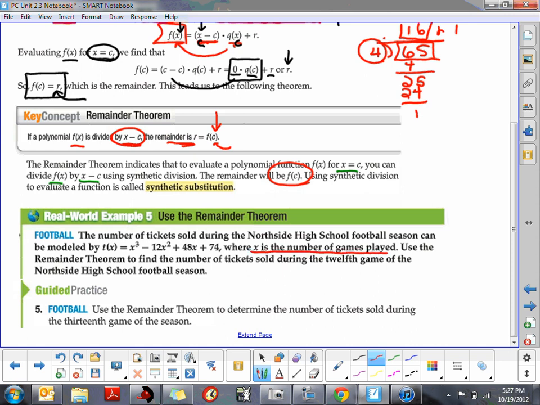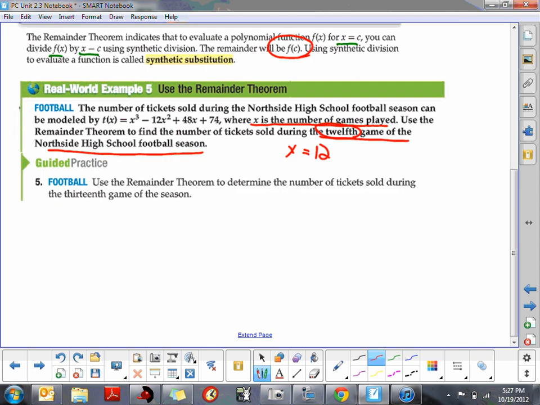Use the remainder theorem to find the number of tickets sold during the 12th game of the Northside High School football season. So we know that x, the number of games played, is the 12th game, so x equals 12. Use the remainder theorem to determine the number of tickets sold during the 13th game of the season. Okay, so now they want us to jump into finding the number of tickets sold during the 13th game.